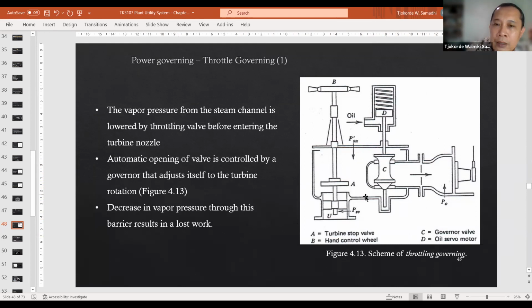Ya. Jadi sistem throttle governing ini menimbulkan hilang tekan. So this throttle governing actually imposes an increased pressure drop to the steam flow. So some work will eventually be lost through this governing mechanism.